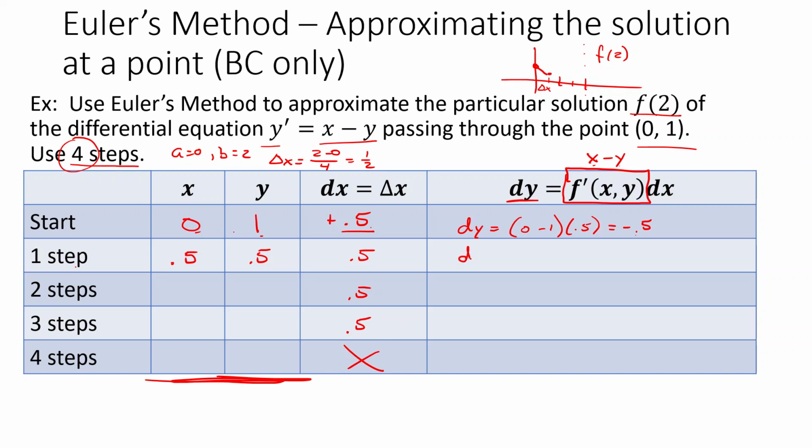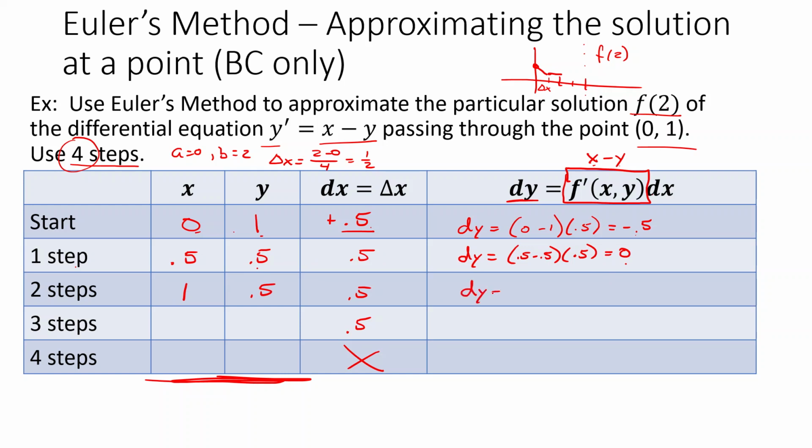Now our dy here will be x minus y, which is 0.5 minus 0.5, times 0.5, our dx. So that's 0. That means our y isn't going to change any, so we're going to stay flat here for this next section. Our x is going to go up by 0.5, which will be 1. Our y will be 0.5 plus 0, which is 0.5.